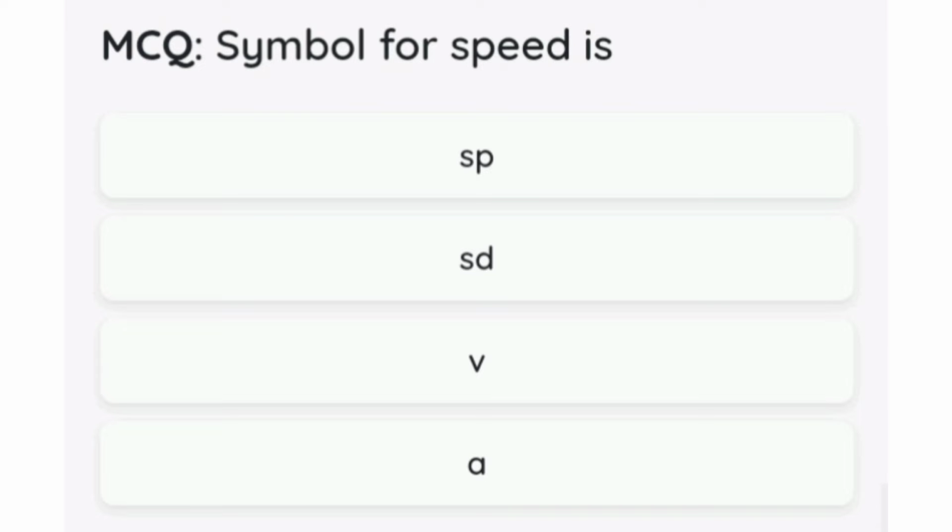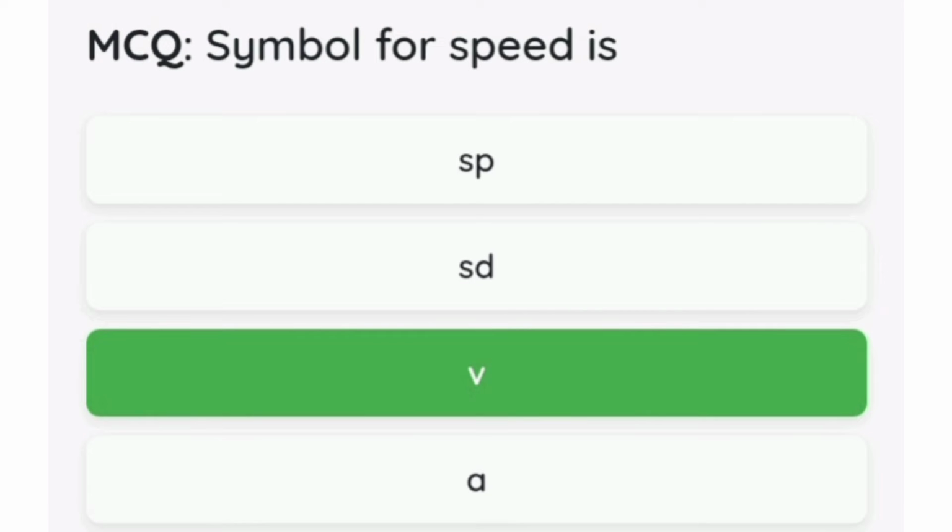So next MCQ we have the symbol for speed. So the symbol of speed is v, as the symbol of speed is d. So the right option is the third one, v.